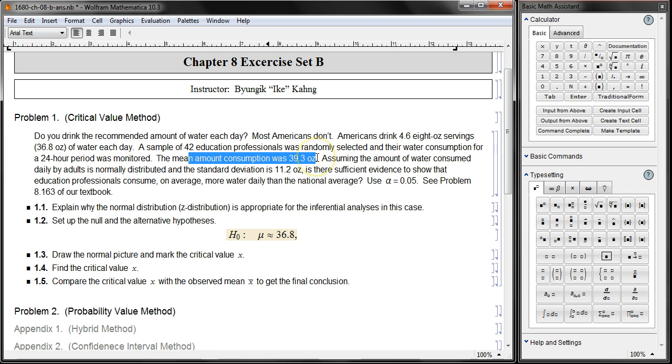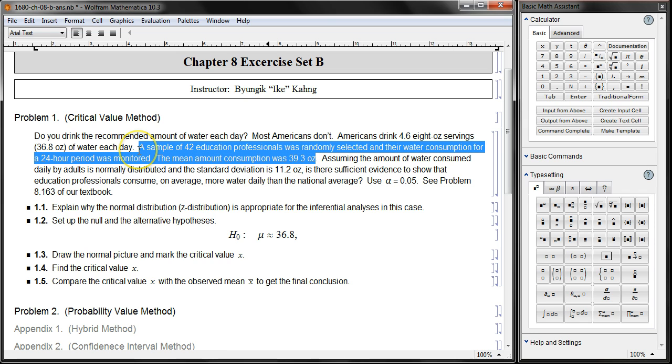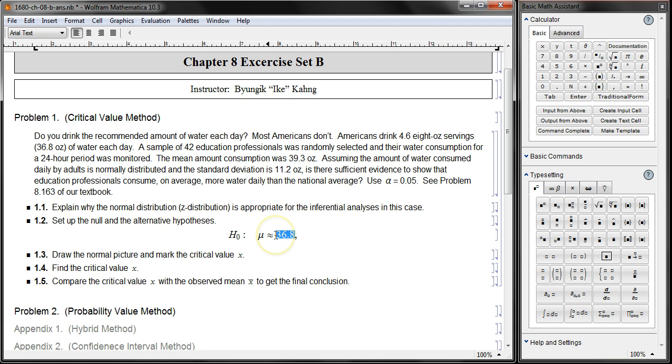Why? This came from the sample. This is called a null hypothesis. And what does the dictionary meaning of null say? Null is associated with nothing. So you have to do nothing. But in order to get 39.3, you have to do something. You have to take the sample and do some work. This is not null. A null hypothesis cannot come from the sample. It just came from the problem out of nowhere, even if you did nothing except just read the problem. This is null. So 36.8 is the null hypothesis, the null value.